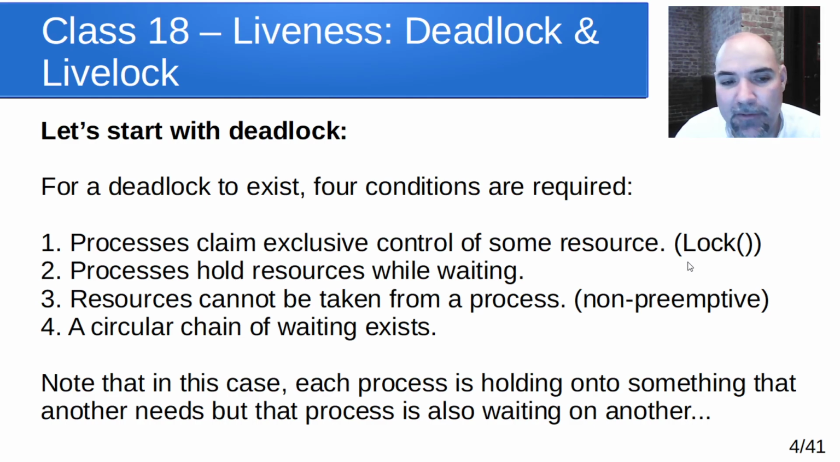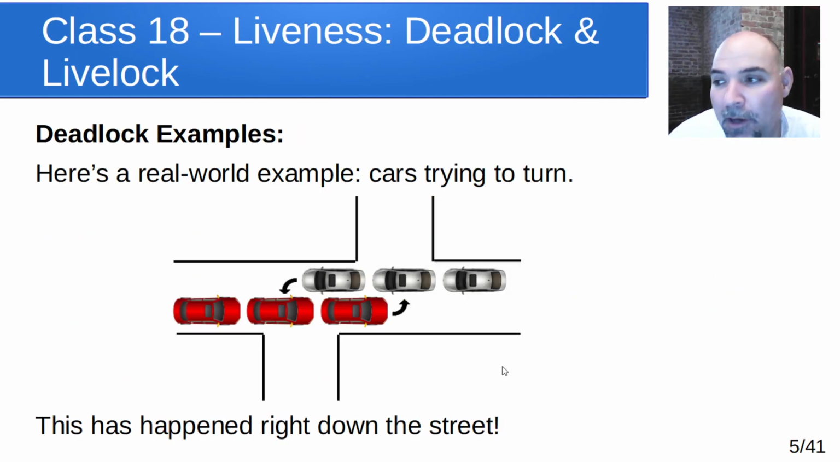In other words, you have one process waiting on a resource that another one has, which is waiting on a resource that another one has, and eventually that comes back around to waiting on the first one that's waiting on the next one. So note in this case, each process is holding on to something that another needs, but that process is also waiting on another, and that loop goes around in a circle where they're always waiting on something and they're stuck there. All right, here's something that might make that a little more understandable.